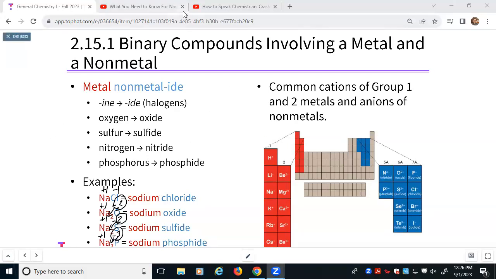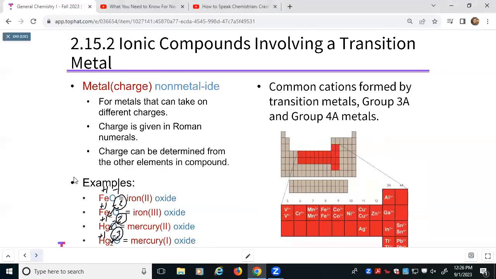So that's for binary compounds. Let's extend that just a little bit. Let's look at binary compounds that involve transition metals.